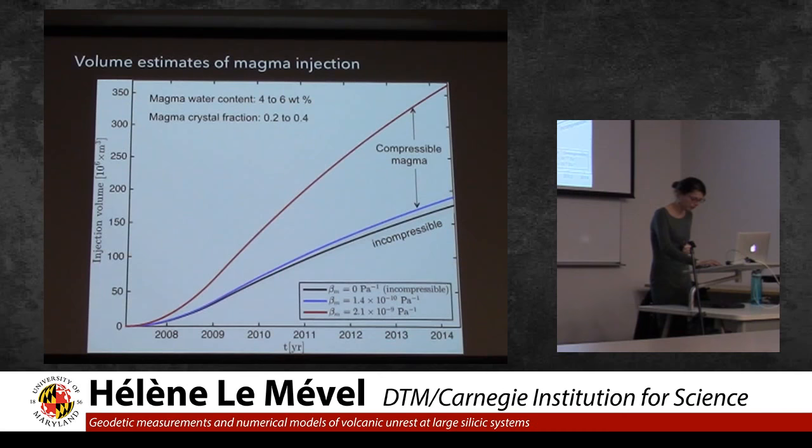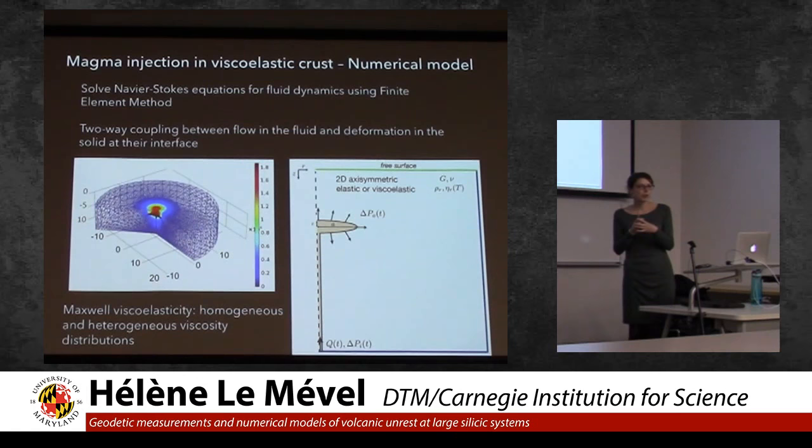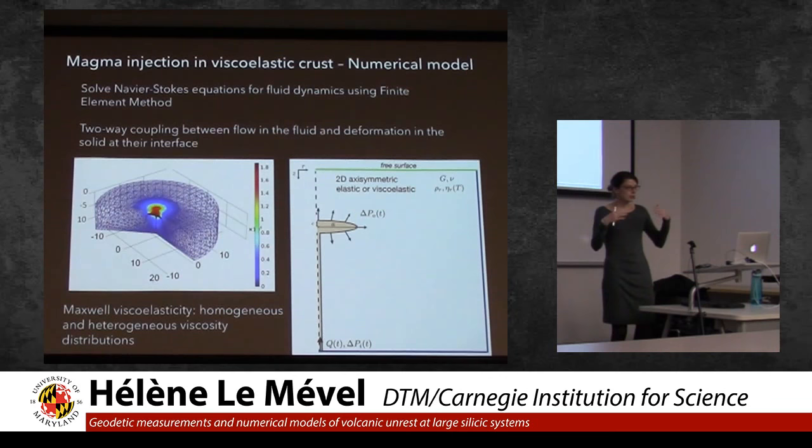So this was all the analytic solution, because it's a simple shape, a sphere and a conduit, so we can easily use the derived analytic solution. We can also use numerical models. Numerical models using the finite element method would be more useful to consider different shapes, to add any complexity, whether it's about the shape or about the heterogeneities of parameters in the crust. In my case, I used the numerical model to implement the viscoelasticity of the crust.